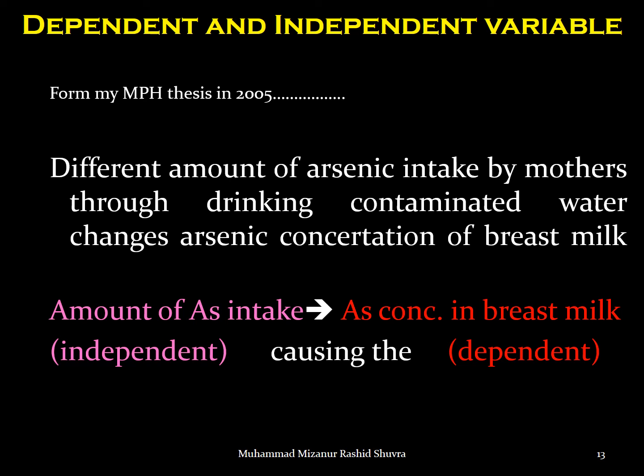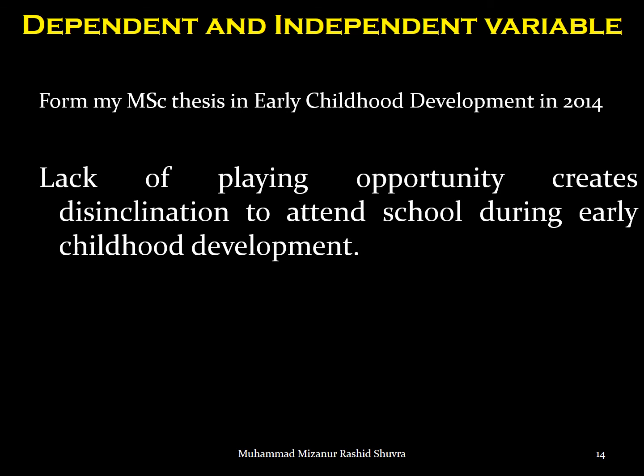Okay, I'll give you another example from my master's thesis in early childhood development in 2014. I found, and this was done in urban areas in Bangladesh, by the way, that lack of playing opportunities in schools really creates a disinclination to attend school during early childhood development age. And what are the two things that we have here? We're looking for dependent and independent variables, okay, common sense. What is being affected? What is the result? And what is causing it?